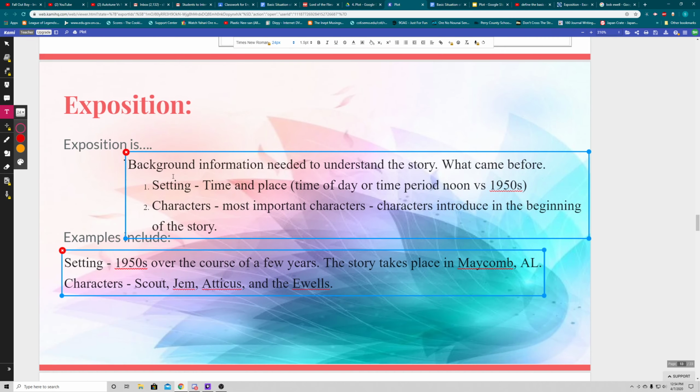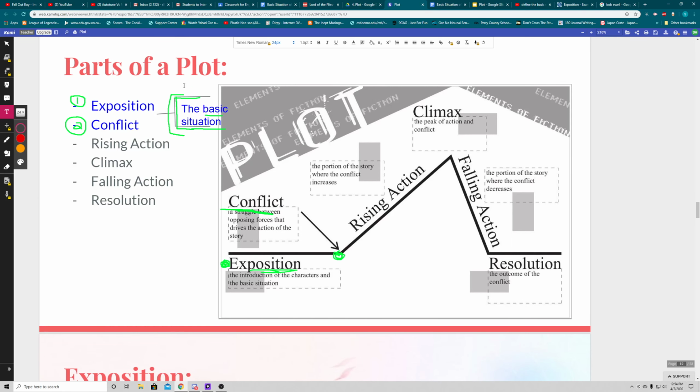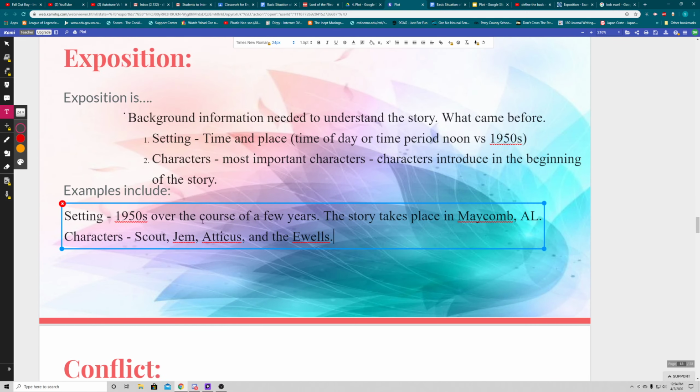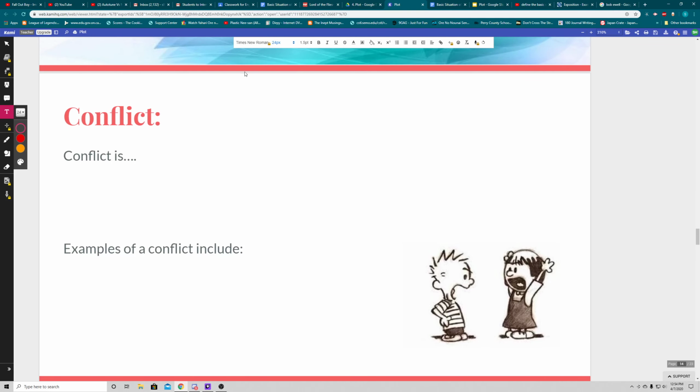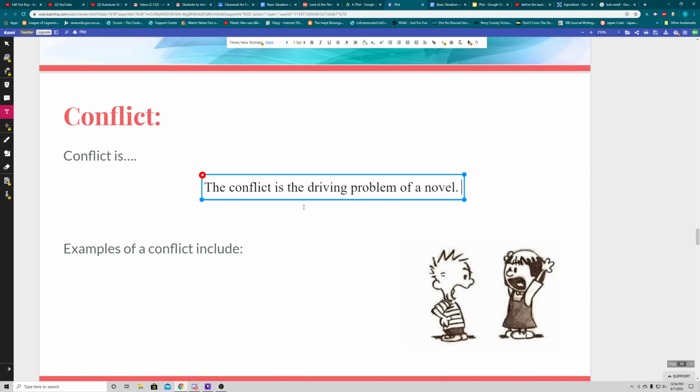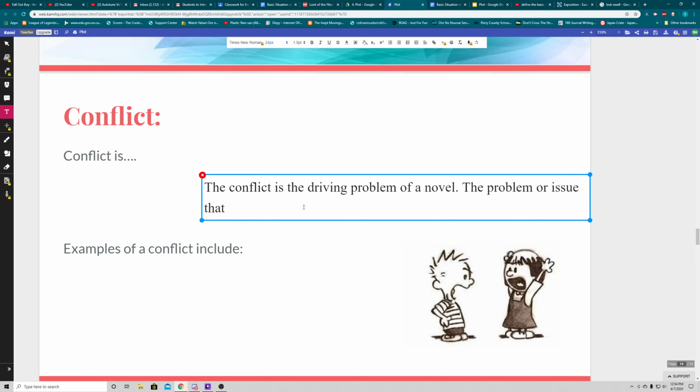And that's exposition. So we said the basic situation is what we're working with, and we just discussed the exposition, which is the first part of the basic situation. Now we'll move on to conflict. Okay, so the conflict is the driving problem of a novel. The problem or issue that creates, well, you could say distress in a story.